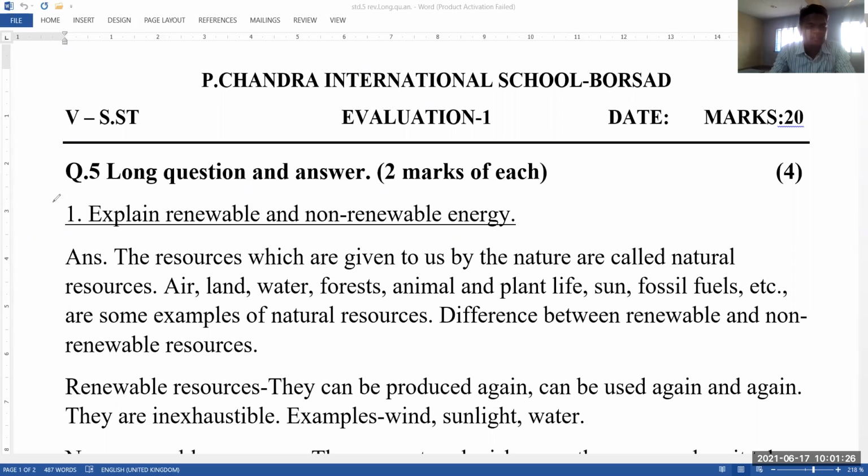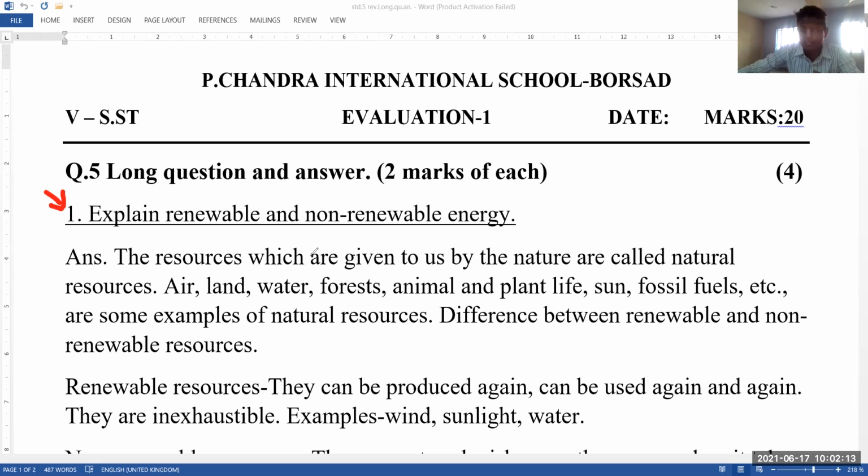First question, it is here. First question, explain renewable and non-renewable energy. Before that, I am going to ask from which chapter this question is. So I have taken chapter number 1, chapter number 2, and chapter number 5. So this question is from chapter number 5, natural resources. And I have given you examples of which are the natural resources, which are the renewable and non-renewable resources, energy. Okay. So first question, explain renewable and non-renewable energy.